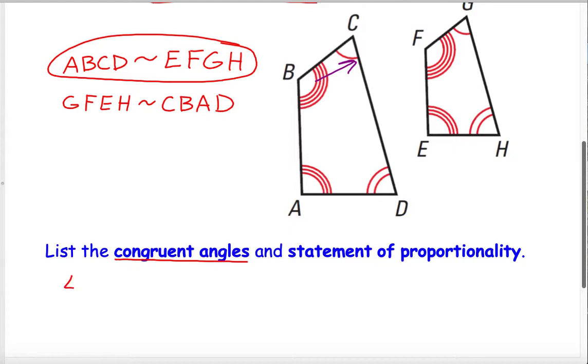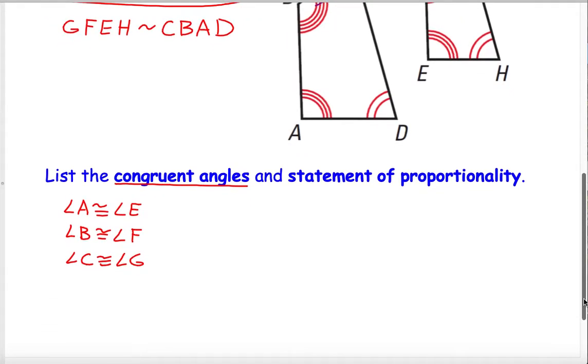So for example, angle A is congruent to angle E. Angle B is congruent to angle F. Angle C is congruent to angle G. And angle D is congruent to angle H. So I'm listing the congruent angles.